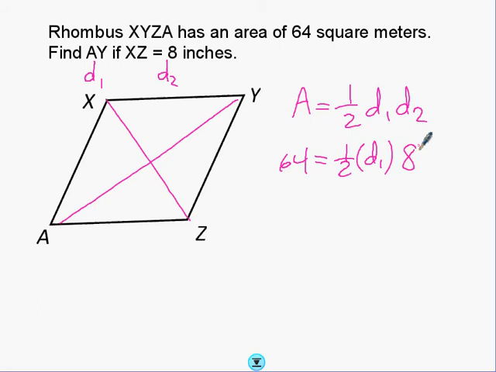And I'm just going to do math here. Clean up a little bit. 1/2 times 8 is 4. Divide by 4. So our other diagonal, which is AY, is going to be equal to 16.